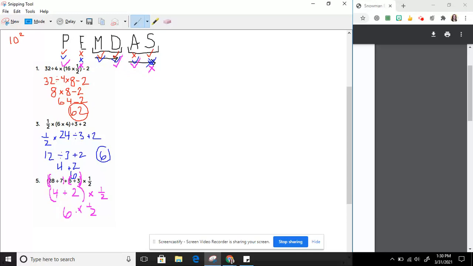And so now we just solve left to right. This is multiplication. So 6 times 1/2 is 3. So 28 divided by 7 plus 6 divided by 3 times 1/2 is equal to 3. So this is using PEMDAS: parentheses, exponents, multiplication, division, addition, and subtraction. Just keep in mind, multiplication and division can be interchangeable. You just go left to right when you're solving the equation. Same with addition and subtraction. It can be interchangeable. You just solve left to right. All right, so that's 1, 3, and 5.